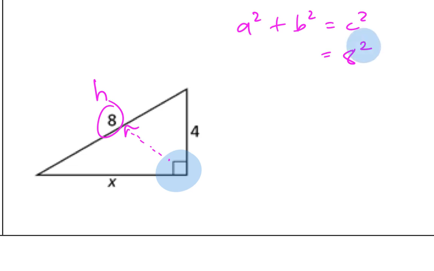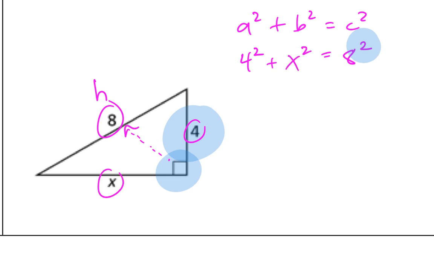Now we have to have the a squared. I can put either one, so let's just say the 4 is the a. So I'm going to say 4 squared. I'm not going to forget that. Plus the b squared, which is just labeled as x. So that's what we need to solve for.